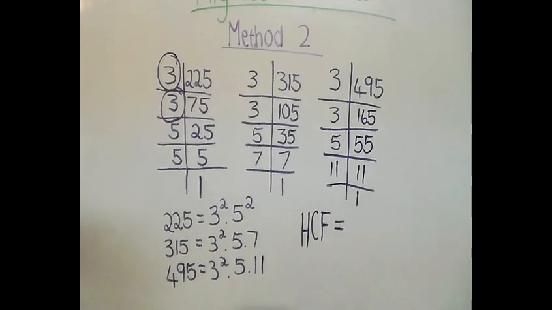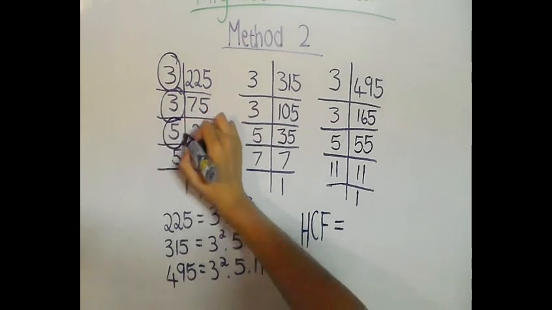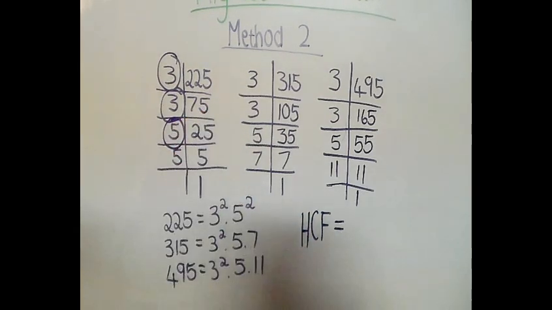Now going on to 5. 5 is also common in all 3 of the rows, and it is a straight line, which means that you can circle it, and it is also going to be part of our highest common factor.